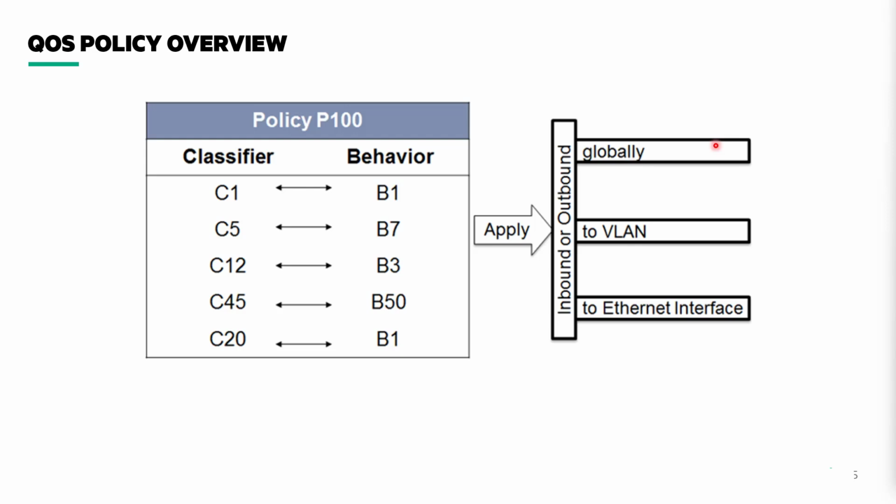And I can apply that policy globally, so it will be applicable to every interface, one policy, and you can disable it on certain ports if you would like, or you can apply it to the VLAN interface or VLAN, and you can apply it also to the physical interface.